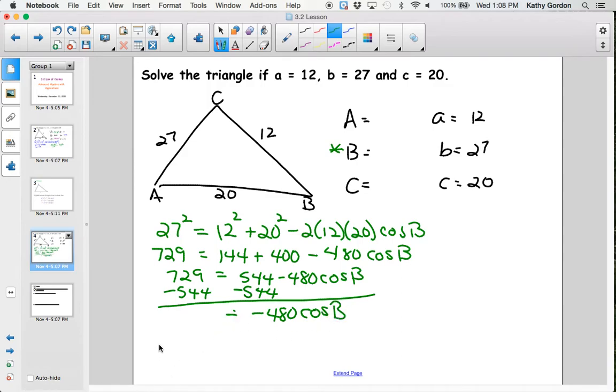So 729 minus 544 is 185. Now what do I do to get cosine B by itself? Divide by negative 480, because we're multiplying it by cosine B. So cosine B ends up being 0.3854. Three or four digits is fine to write down, but keep it in your calculator, because we're going to do the next step with it there. So now what do I have to do to actually get B? Inverse cosine.